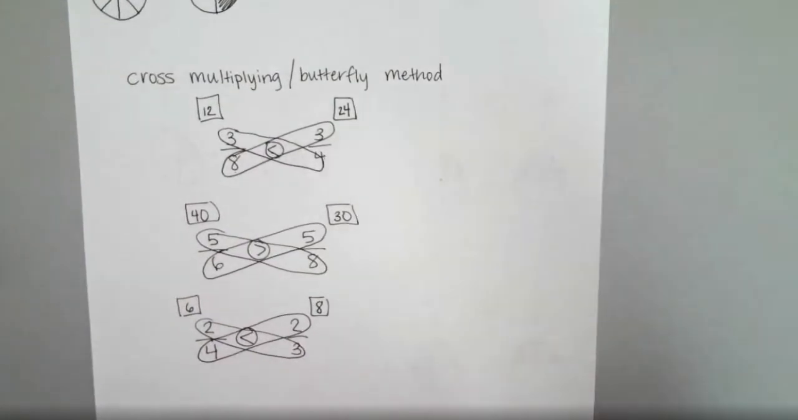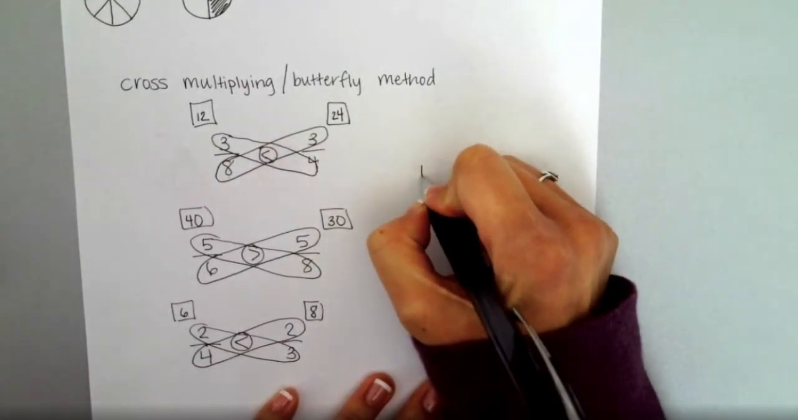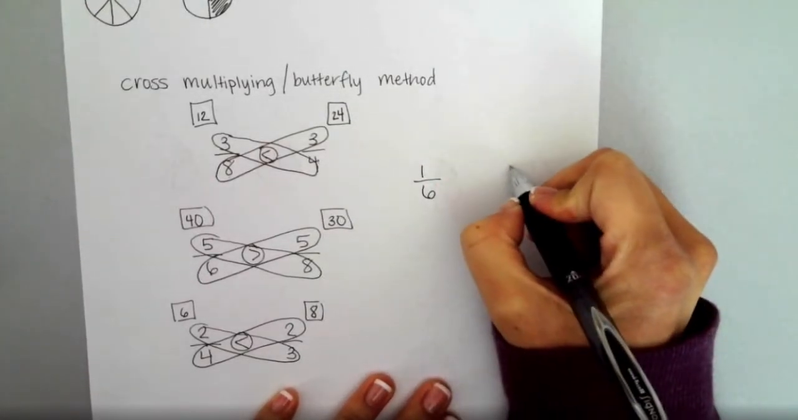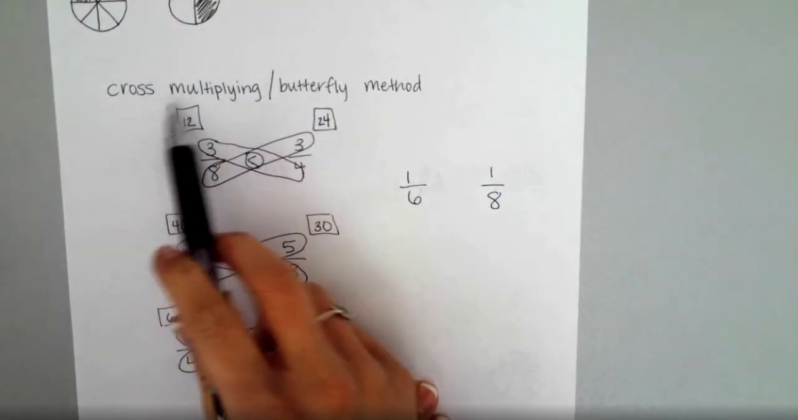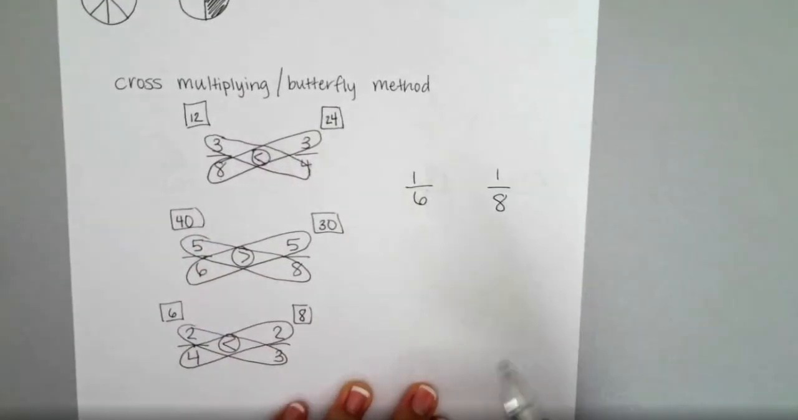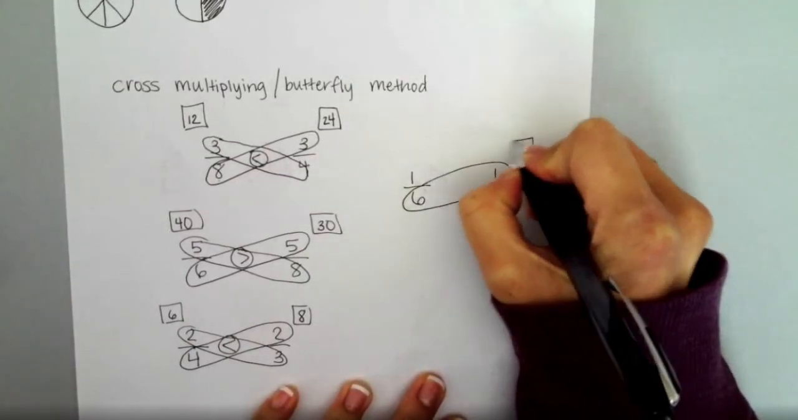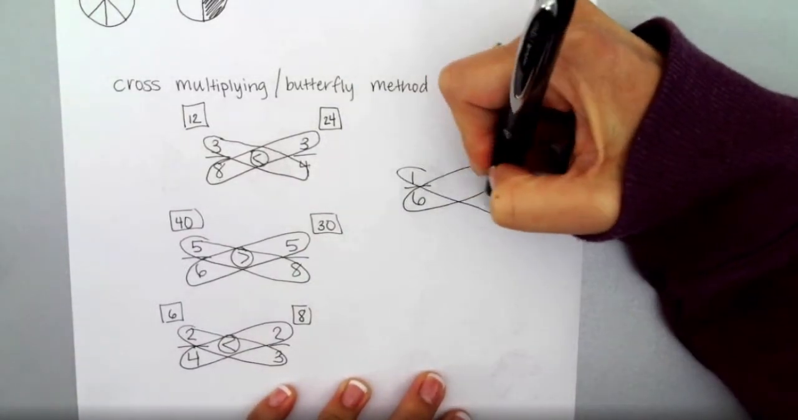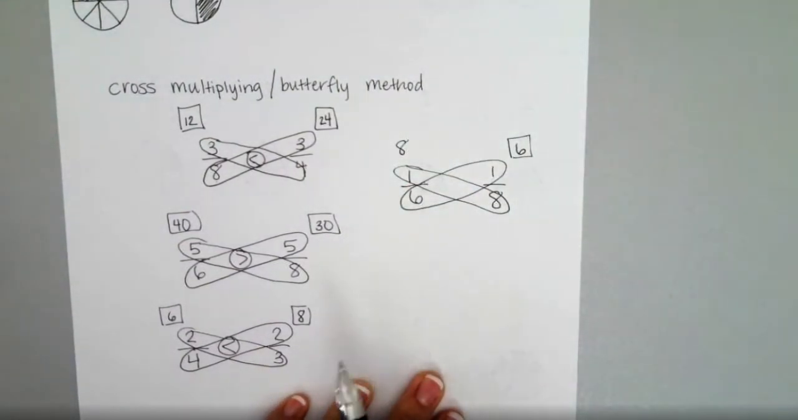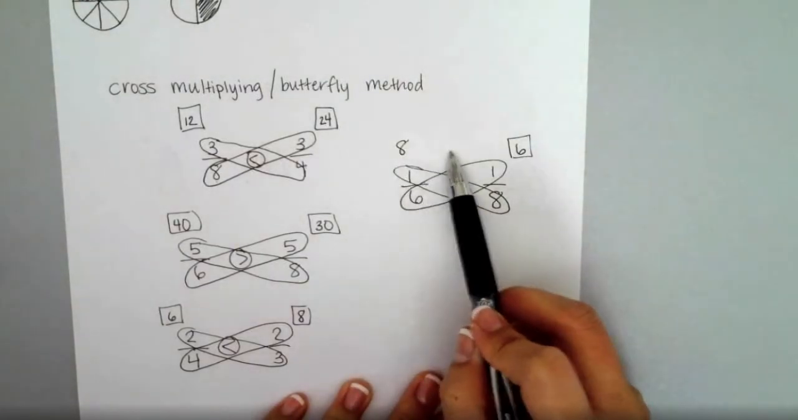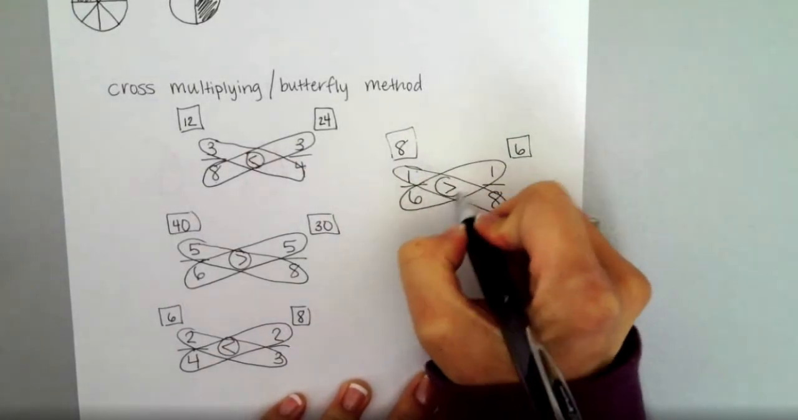Okay? I'm going to put 1 or 2 over here that I would like for you to try, and then come back and check your answer. So let's say we have the fraction 1/6 and 1/8, and we want to compare these using this cross-multiplying or butterfly method. So I have 6 times 1 gives me 6, and I have 1 times 8, which gives me 8. So I know that 8 is greater than 6, so 1/6 is greater than 1/8.